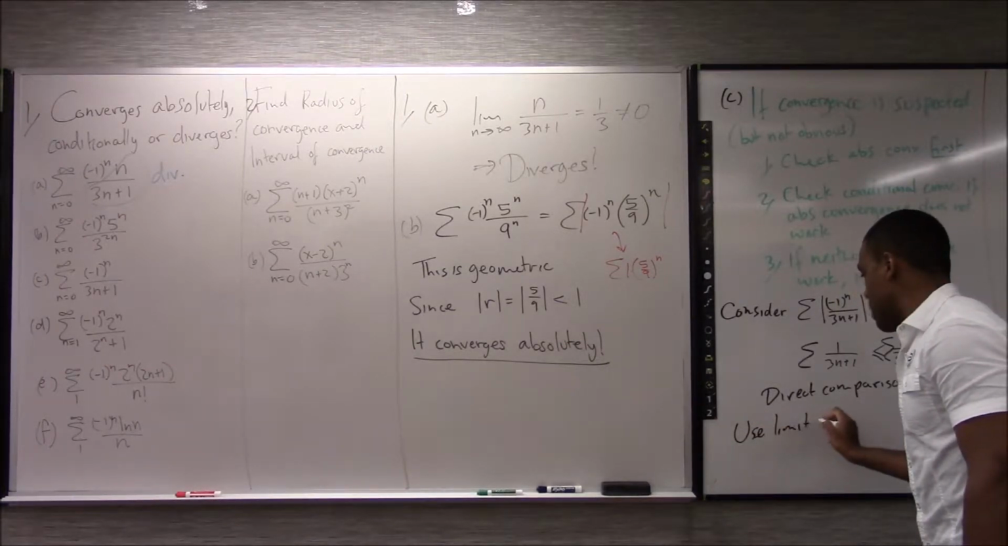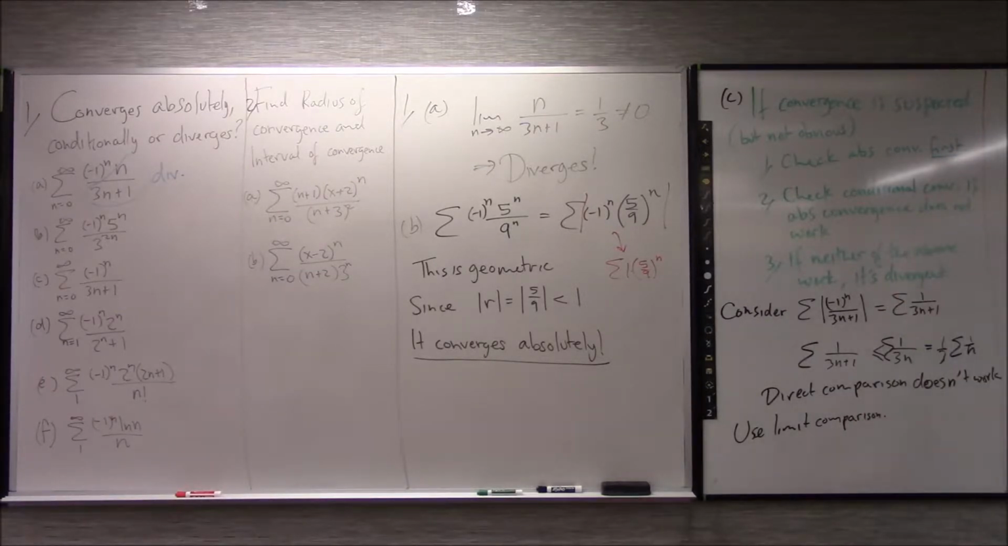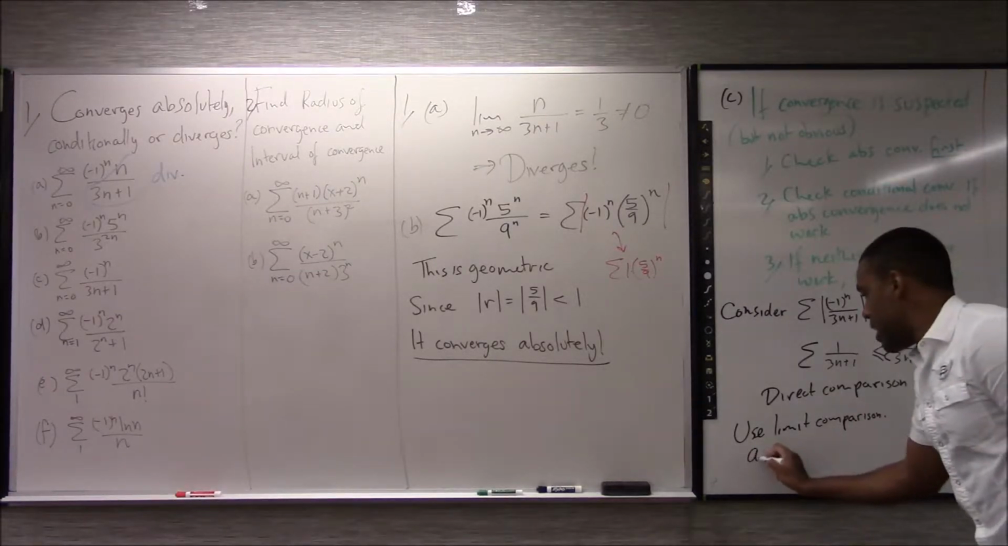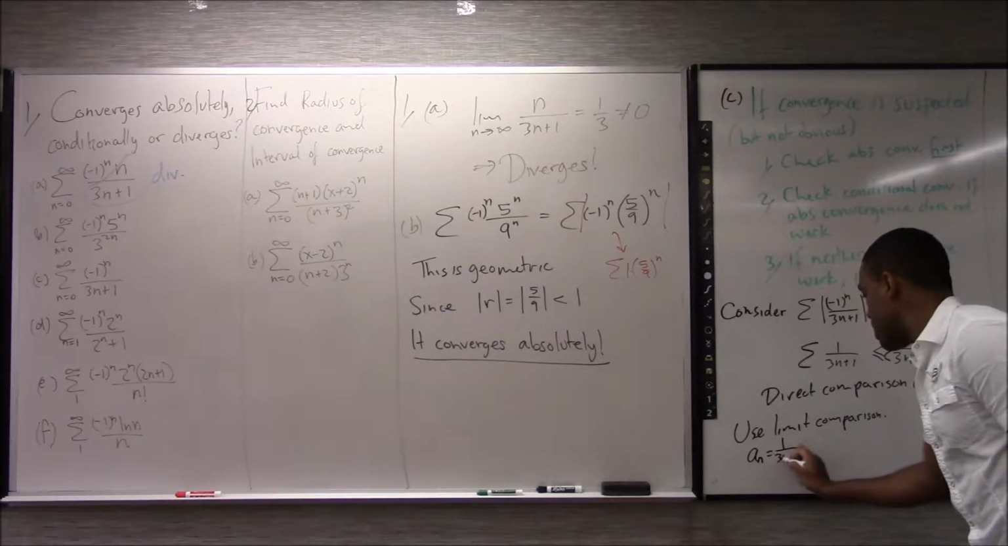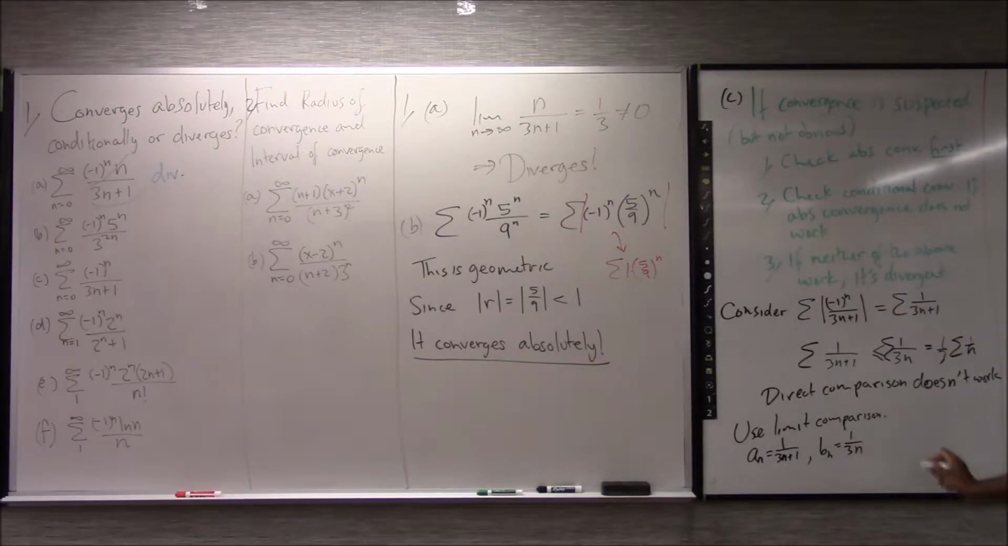Because in limit comparison, remember, the order actually doesn't matter. If you take a_n equals 1/(3n plus 1), and your b_n to be the series you want to compare it to, then you look at the limit of the quotient. And it turns out that in this case, that's going to be 1, which is greater than 0, and this means both diverge.